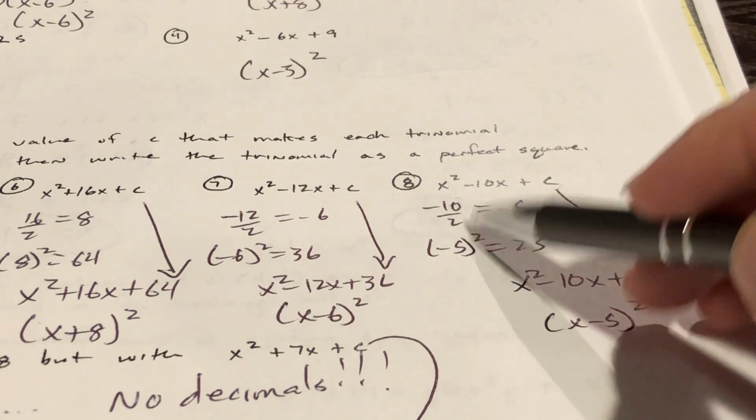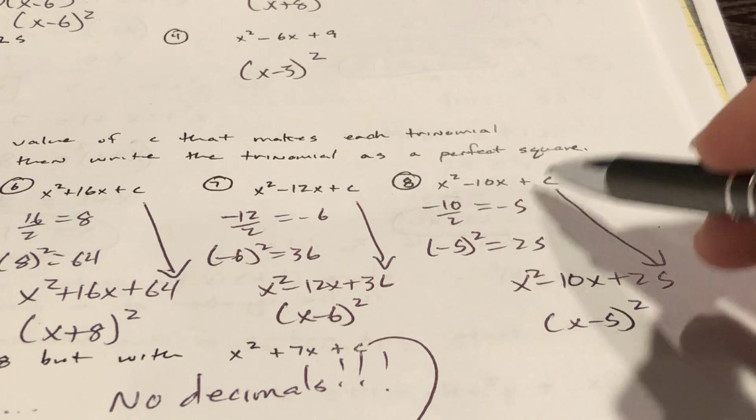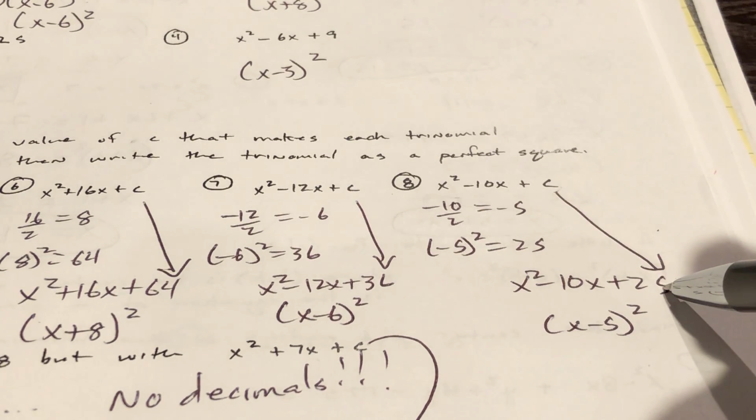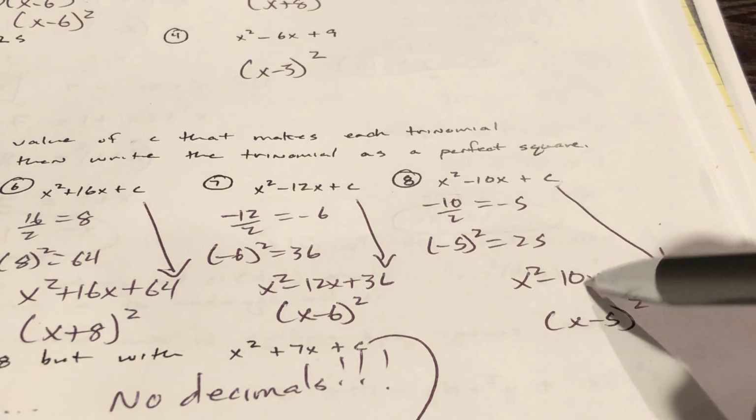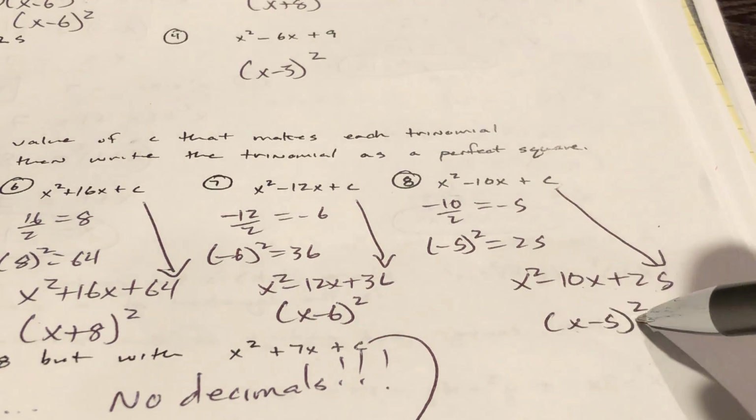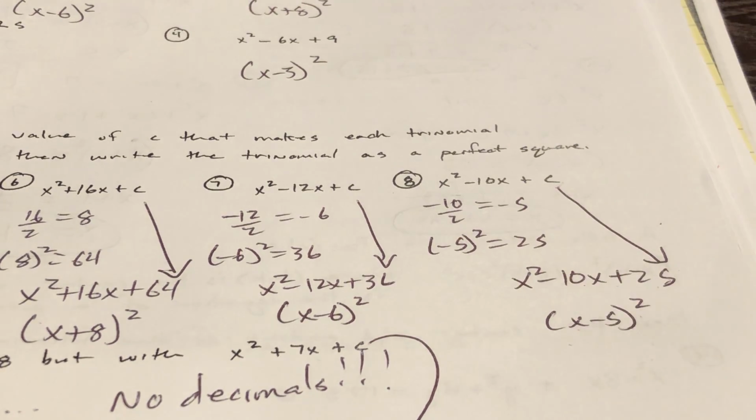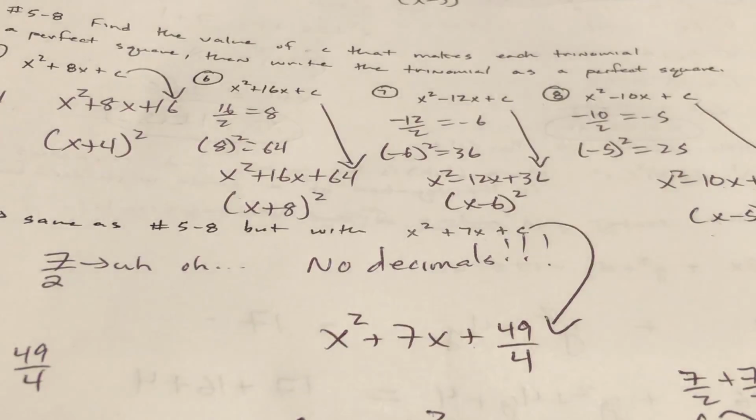And lastly, here on 8, I take half of negative 10, which is negative 5. And I take negative 5 and I square it. C is 25. What multiplies to 25 and adds to negative 10? X minus 5 twice. It's always half the middle term. X minus 5 squared.